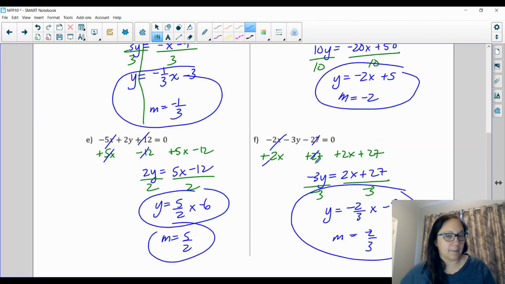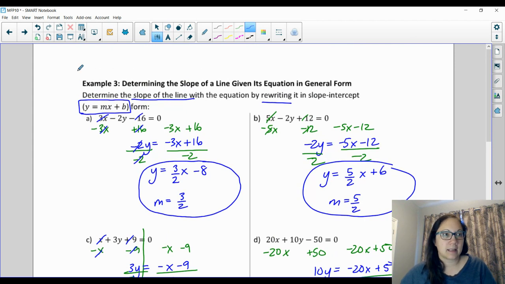Okay, so that is the last part of this video. I will post another short video just reviewing a little bit of the difference between the 3 types of equations and the 3 types of forms there, just to kind of clarify.